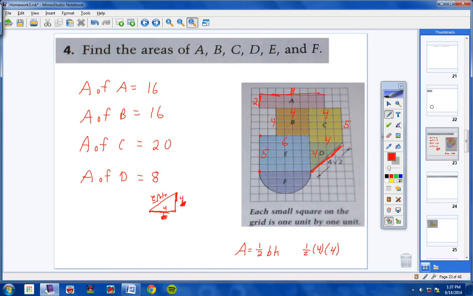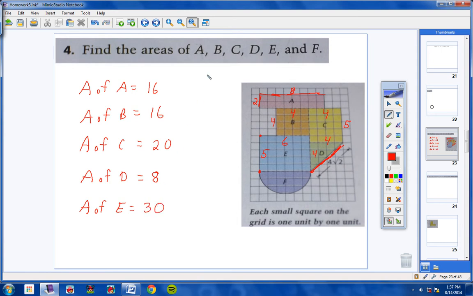All right. Now let me clear this off. If you got to back that up and watch it again, please feel free to do that. Now let's find the area of E. Well, we have a length of 6 right here and a length of 5 right here. So the area of E would be 30 square units.